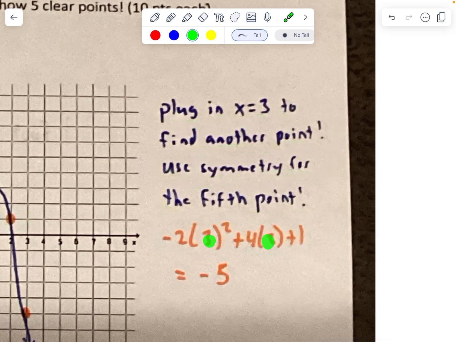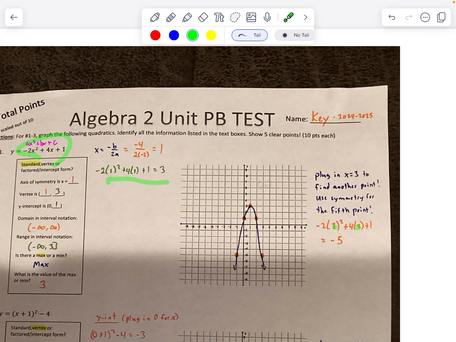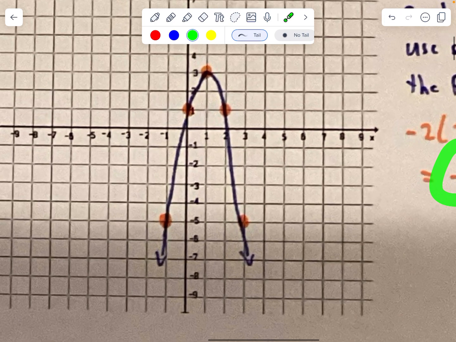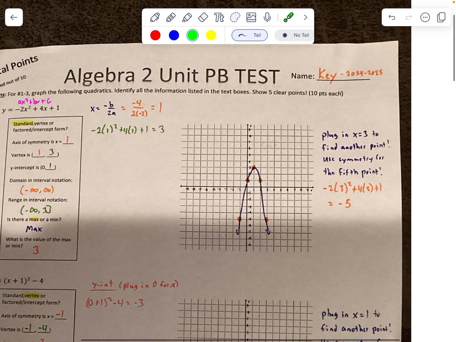When I plug in 3, just like when I plugged in 1 over here, plugging it into this, I get -5 for my y value. So we're at 3, -5, which means because of symmetry, we're automatically right here as well, because we have our axis of symmetry going down right there, which I didn't draw on these graphs. You don't need to draw that, but if you want to draw it as a dashed line because that's helpful to you, then by all means, go right ahead. Okay, so that's how we're going to get a fifth point, really the fourth and fifth points on all these graphs.